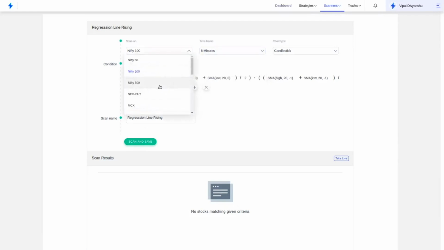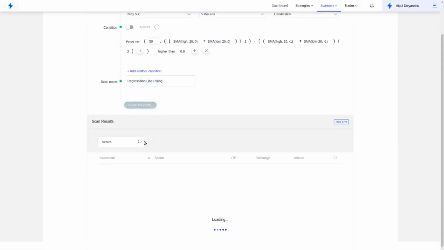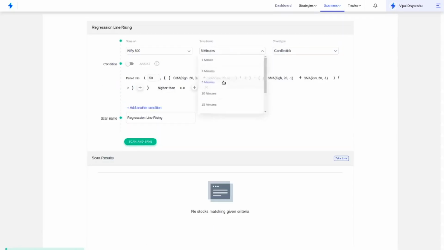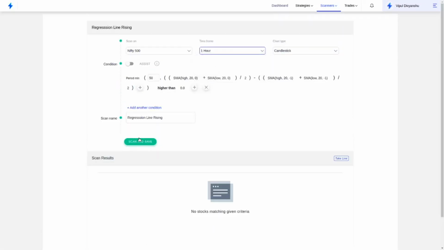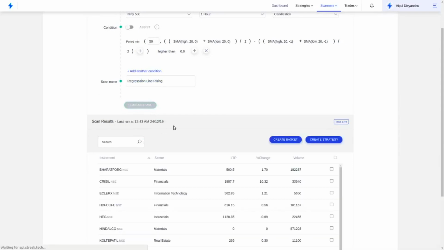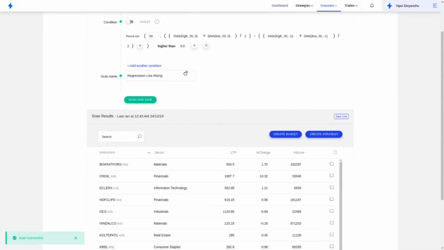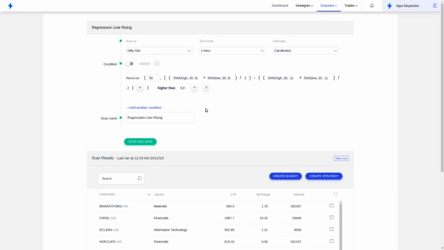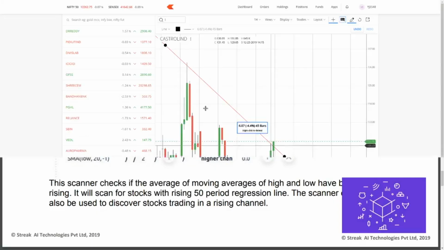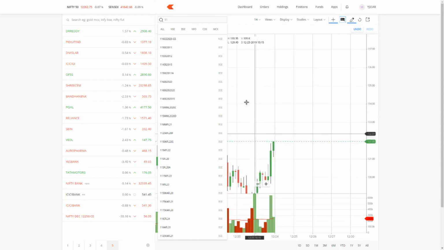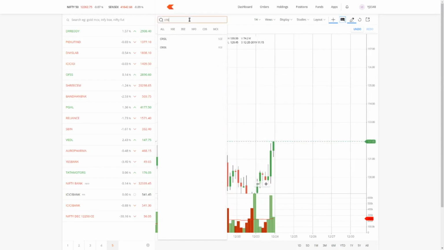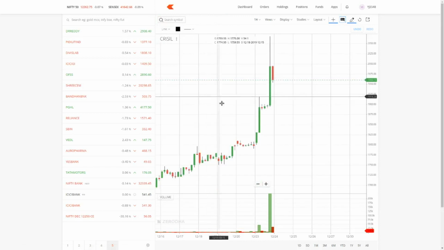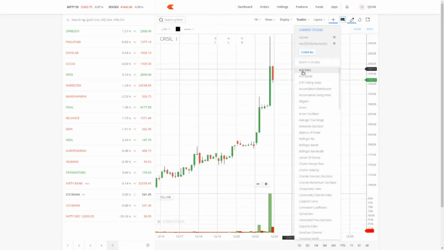Let me just check that out in Nifty 500 and let's see if we can find something. Great, so we found quite a few stocks on an hour candle: Bharat Forge, Crisil, HDFC Life. Okay, to understand this better, let me open one of the charts in Kite and then explain it. So I'll just open Crisil. We can see diagonally that it's rising.